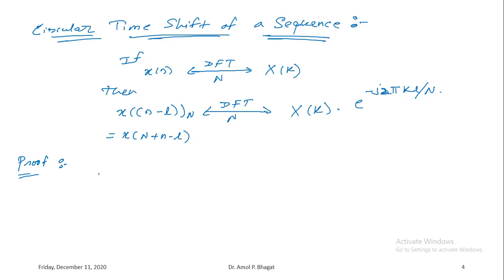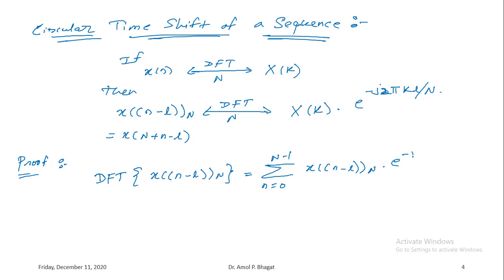So again, we are interested in identifying the DFT of the sequence, that is x of (n minus l) in suffix capital N. So it will have a DFT as per the DFT formula, right? Summation n equals 0 to N minus 1, x of (n minus l) in suffix capital N, into e to the power minus j 2 pi k n by capital N.